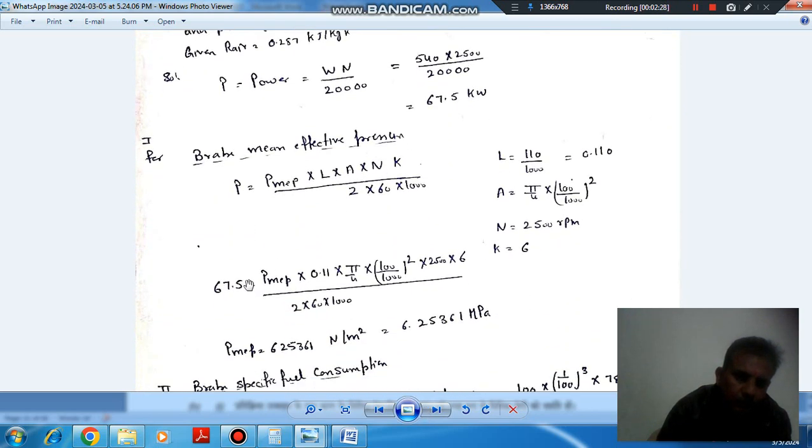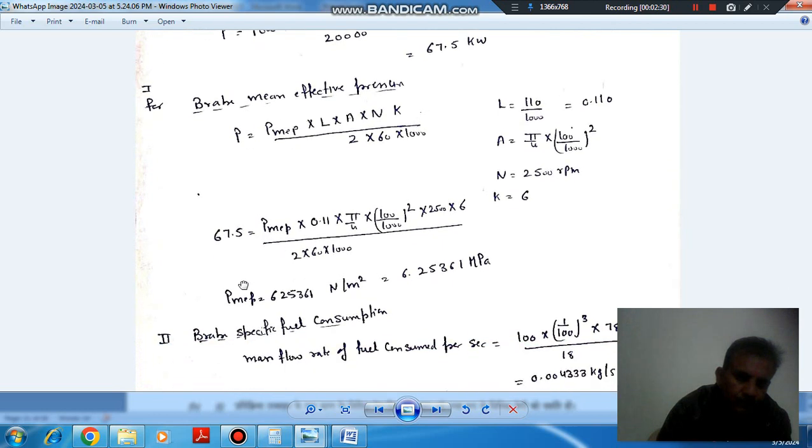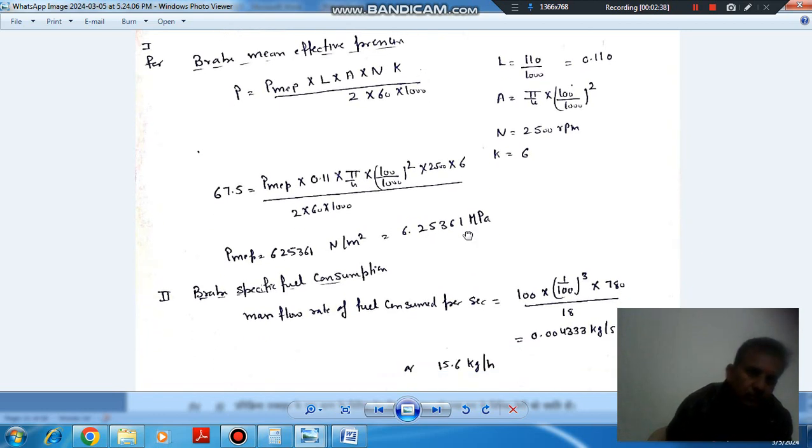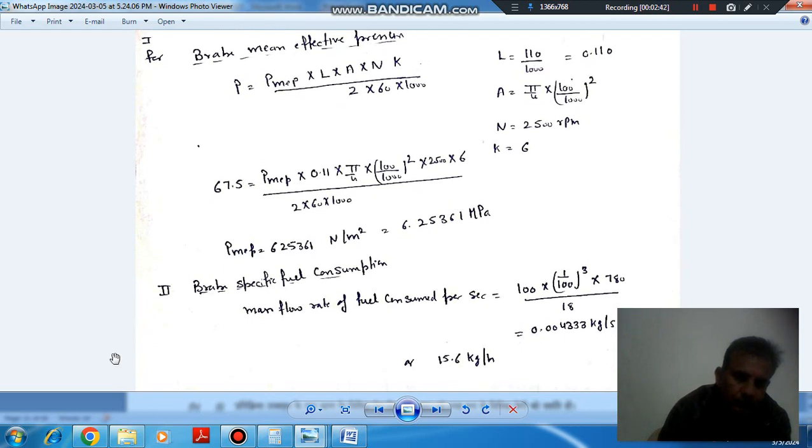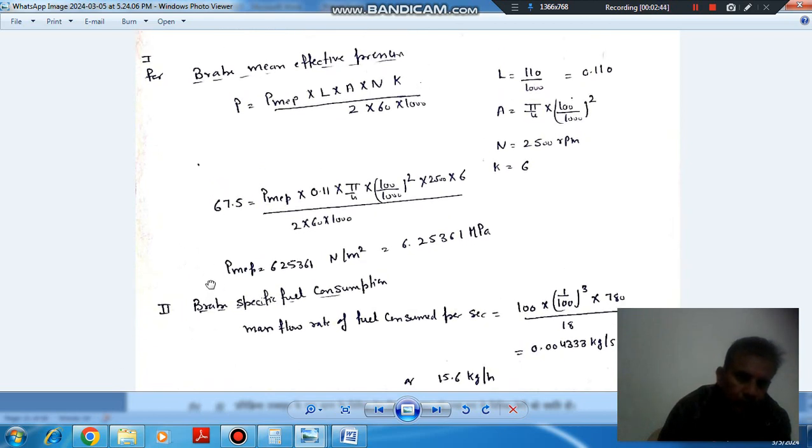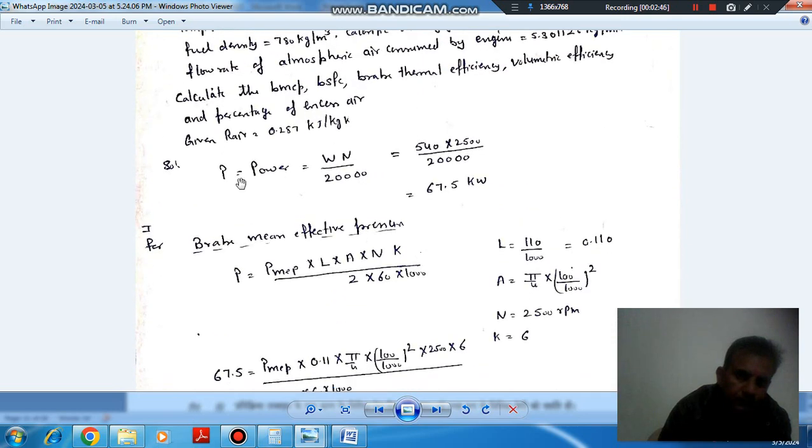So putting these values, PMEP is your 625,361 Newton per meter squared, or 6.25361 bar. Okay, so that is the brake mean effective pressure. So next is to calculate brake specific fuel consumption.